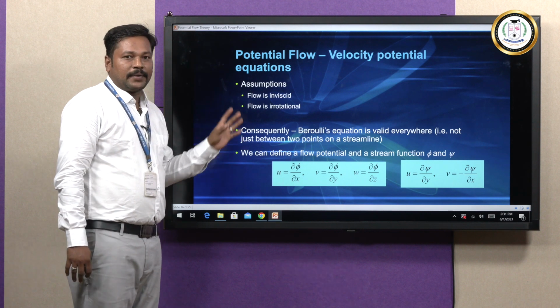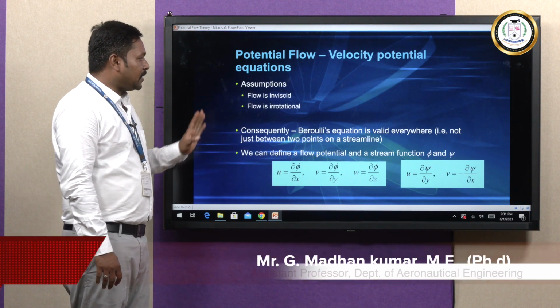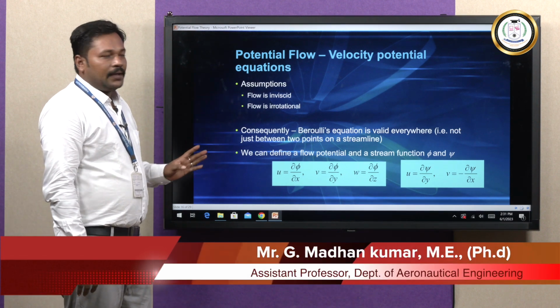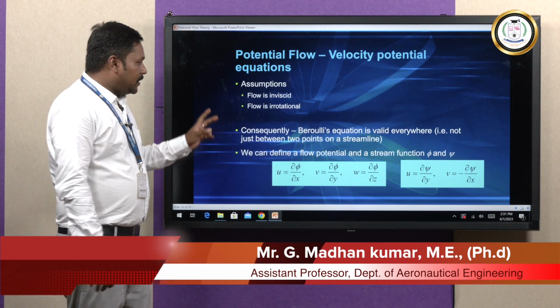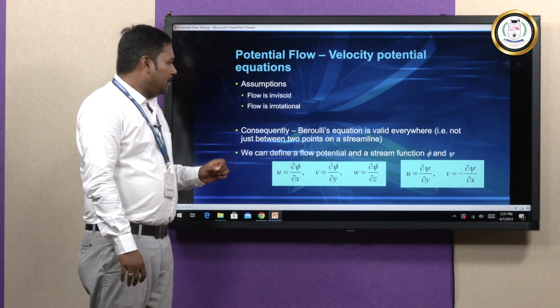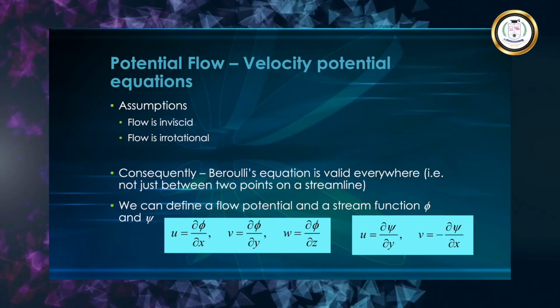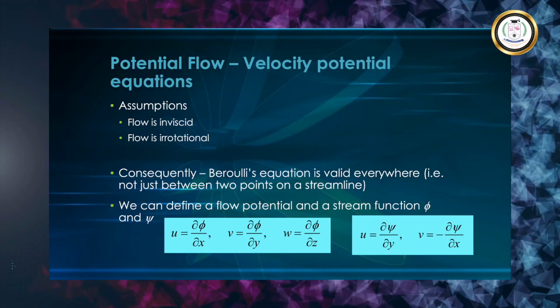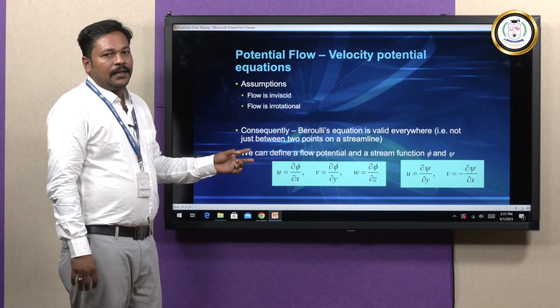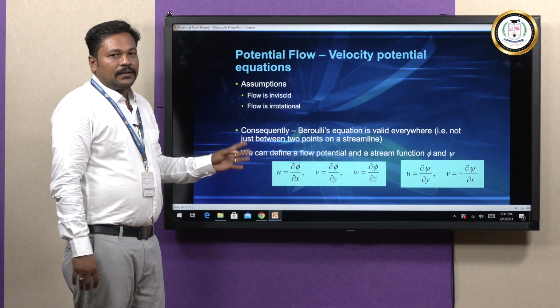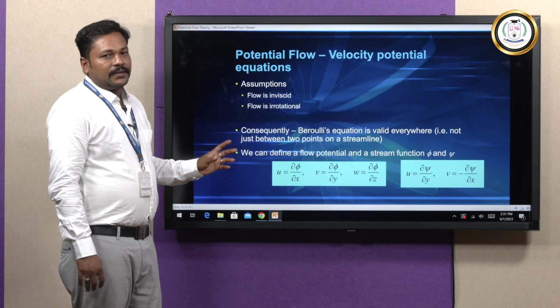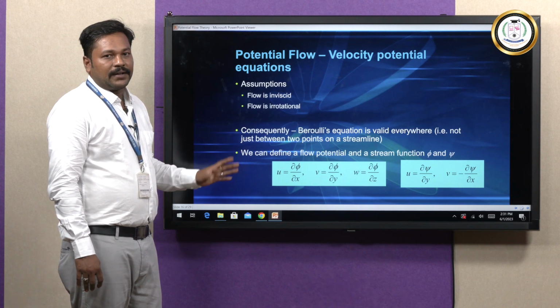We know what is meant by potential flow. It is nothing but flow that is inviscid, irrotational, and steady. With respect to this, we have Bernoulli's equation, which is valid everywhere, but it is not valid between 2 points on the streamline. Bernoulli's equation is valid not on a single streamline, but across other streamlines as well.